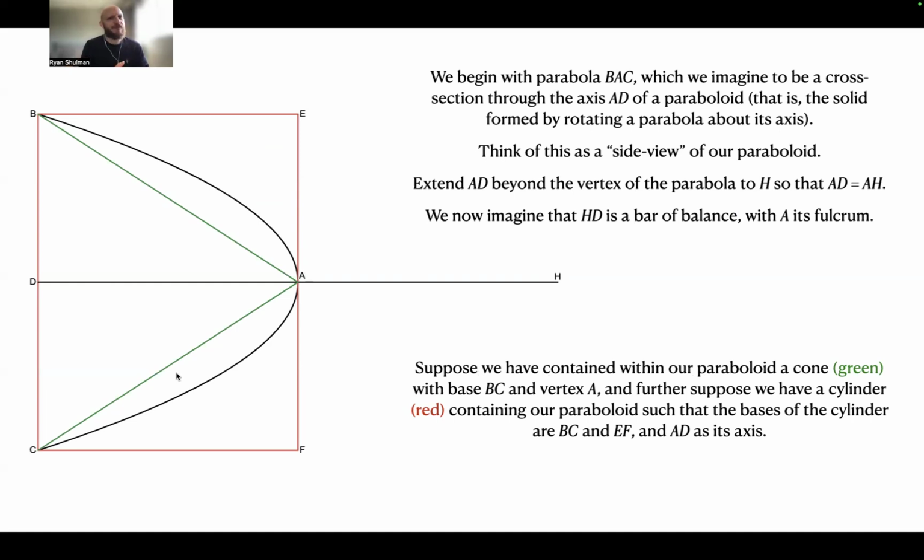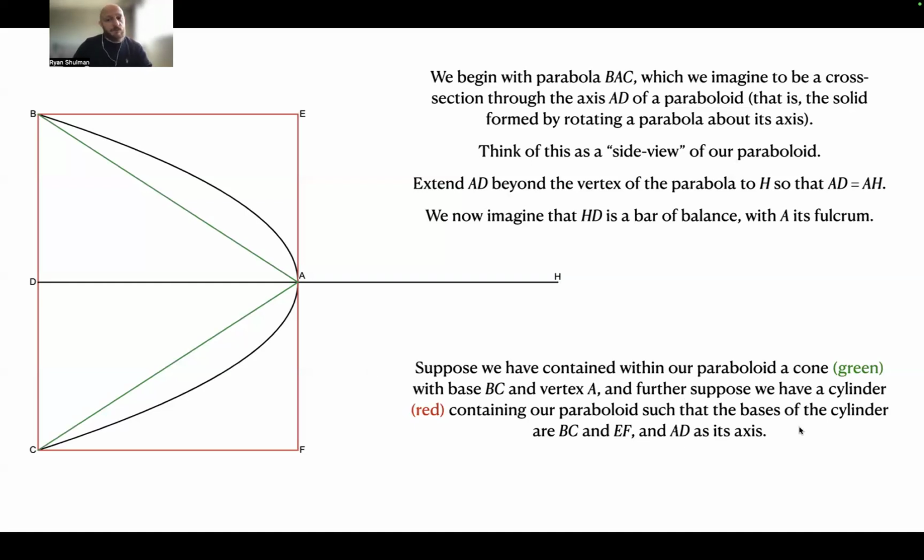Surprisingly, we won't work with this cone at all until the very last step. Even though we're proving a relationship between the paraboloid and the cone, we don't work with the cone at all until the very last step. But in any case, we will work with the cone. So imagine that there is this cone in green that is contained inside the paraboloid.